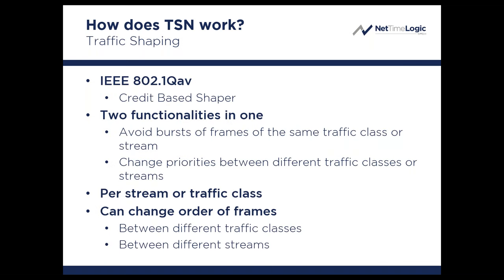I'm skipping that. Then there are more standards like 802.1Qav, which is a credit-based shaper. It has basically two functionalities. It avoids bursts of the same traffic class, so you're not overloading, for example, your receiver. And also, it allows between different traffic classes to change the priorities, so if one sends too long, the other one doesn't starve.